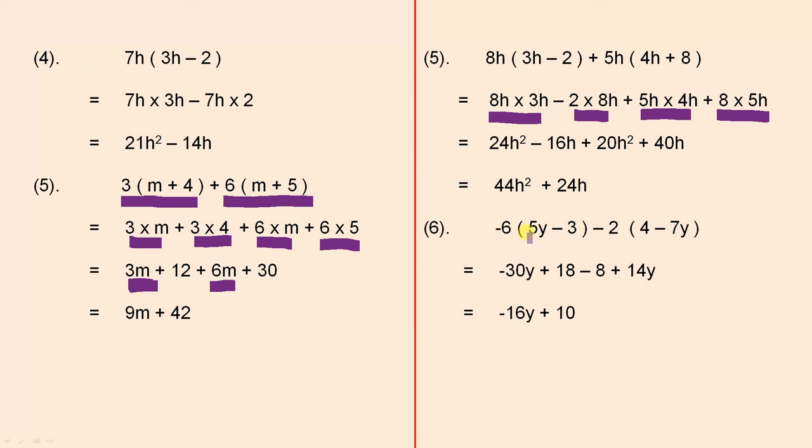And finally, we have here. Now we can multiply straight away here. Notice here I've expanded into that second line, but we can skip that line once we become very proficient and confident. So minus 6 by 5y is minus 30y. Minus 6 times minus 3 is plus 18. Minus 2 times plus 4 is minus 8. And minus 2 times minus 7y is plus 14y. Adding the like terms from here and here gives us minus 16y, and 18 minus 8 is plus 10.